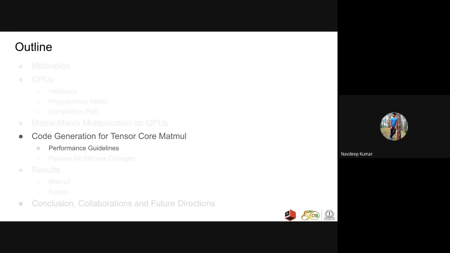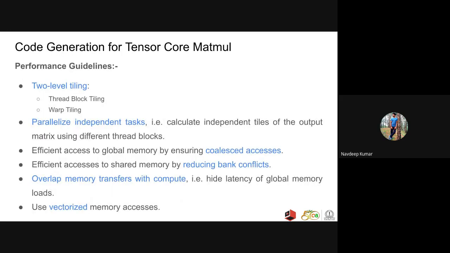Having discussed matrix multiplication, apart from the things mentioned in the previous slide, there are some other performance guidelines that one must follow to generate the most efficient code. Two-level tiling was discussed previously. This is parallelization of independent tasks. Each output tile is calculated independently by a thread block. Inside the thread block, each part of the output tile is again calculated independently by the warps in the thread block.